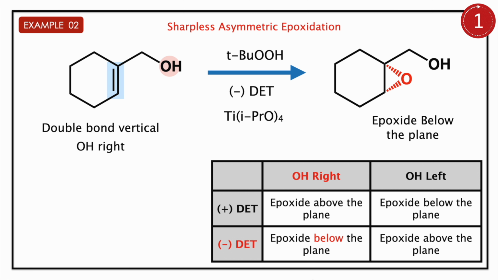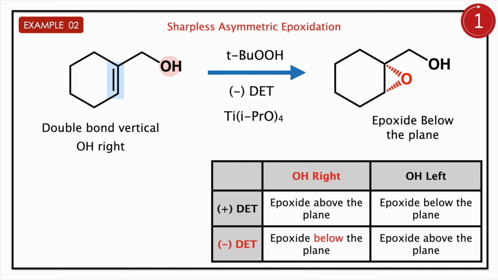For that, we have to bring the alkene vertical, OH above. The starting material already has the alkene vertical. OH is on the right side. You are using minus DET. So if you look at the table, minus DET, OH right side means below the plane epoxidation. So you draw the stereochemically dotted structure, oxide, that is epoxide.